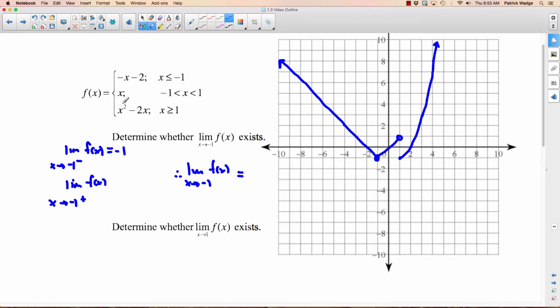So let's try it. If we put negative 1 into here, we get negative negative 1, which is positive 1. Take away 2, which is negative 1, just like we wrote right there. Great. So you don't need to have the graph. You can just use algebra. We'll do a couple more examples there.